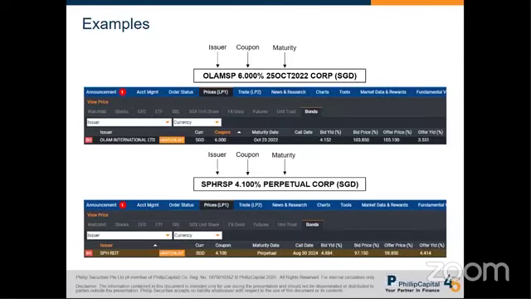So this is an example of how you read a bond. The first part shows the issuer, which is Olam, followed by the coupon rate of 6%, and the maturity, which is 25th October 2022. Under Poems 2.0, you will be able to see all the details of the bond.